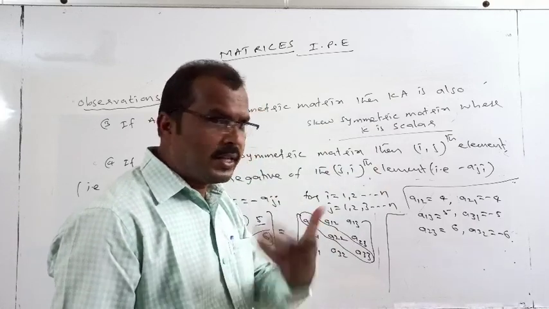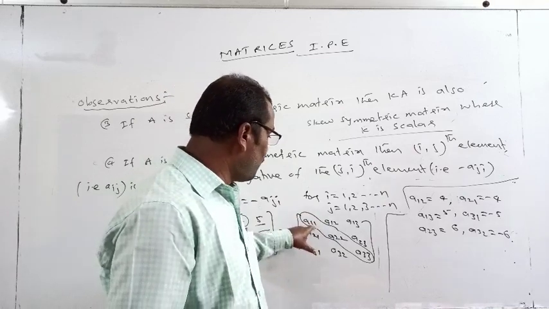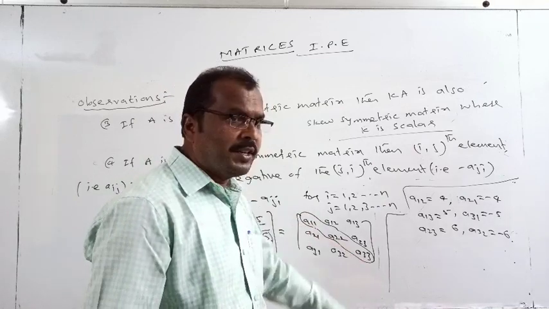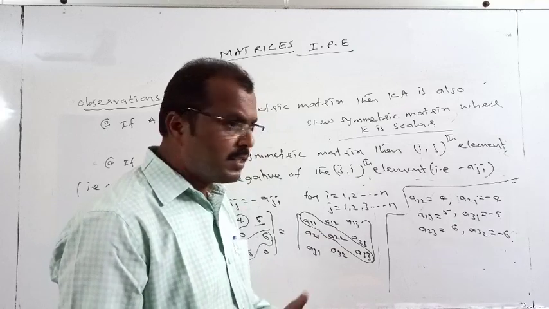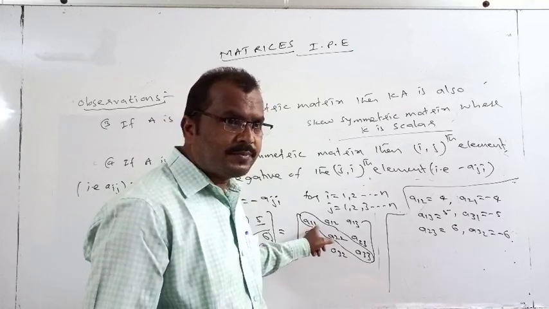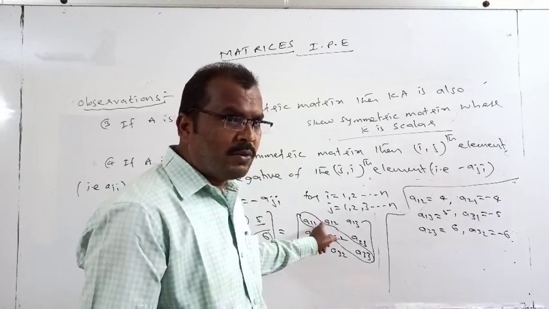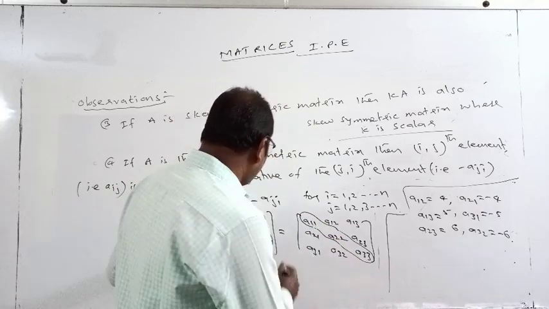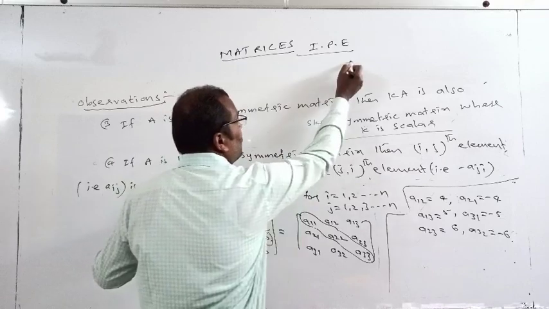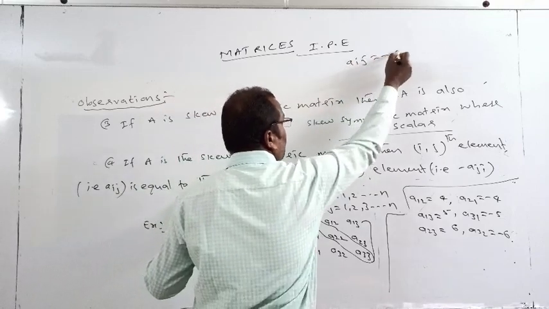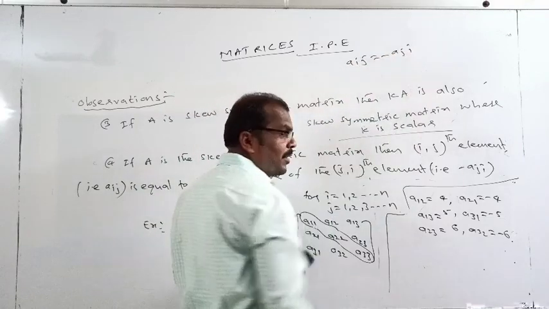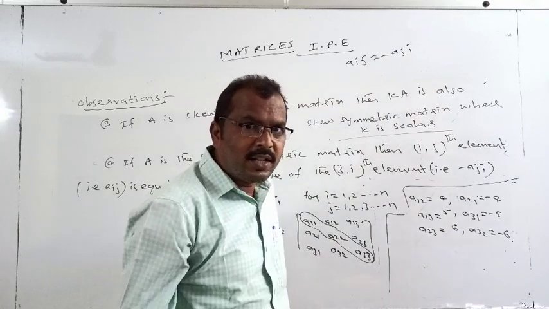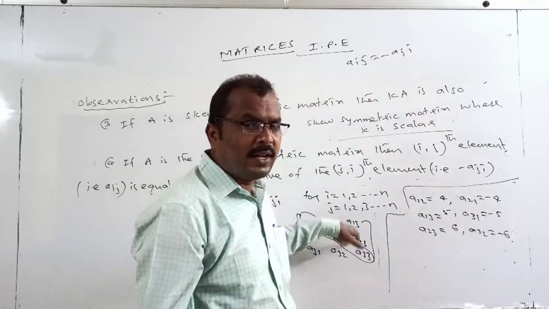How are you saying zeros? So here see this one: 1 1, 2 2, 3 3. 1 1, 2 2, 3 3 means here i equals j comes. 1 1 means i equals j, 2 2 means i equals j, 3 3 means i equals j. So put here i, you are saying Aij is equal to minus Aji, which is the main property. So this condition is true for all the values of i and j.